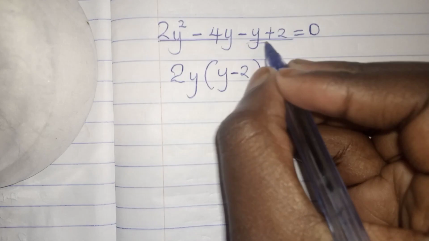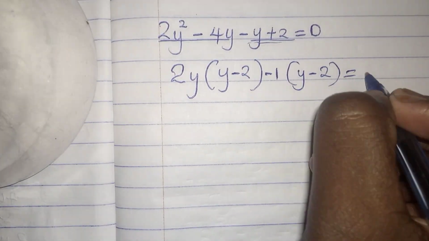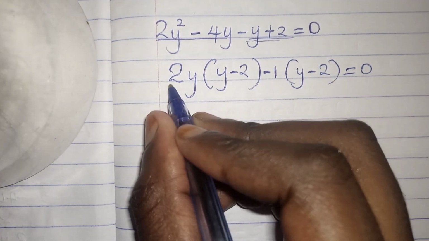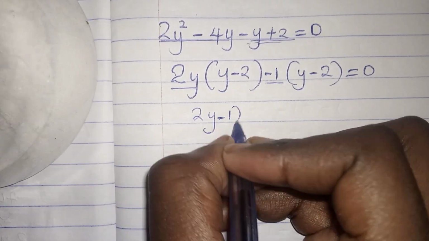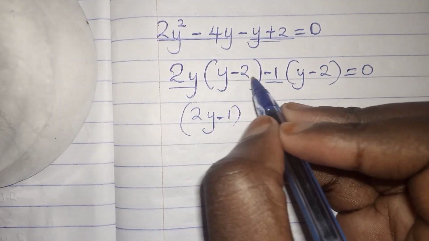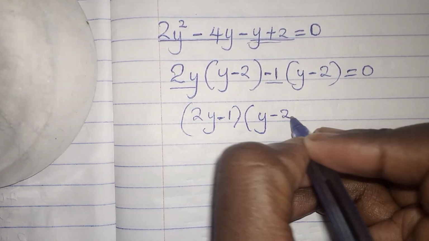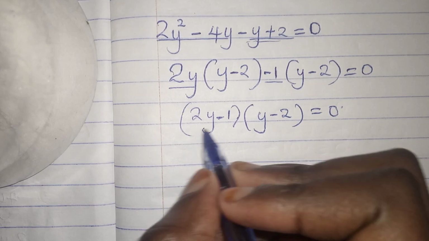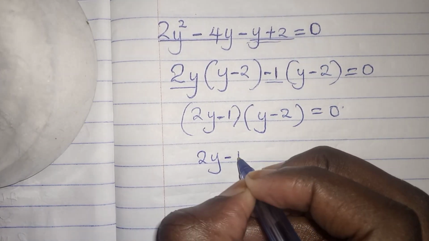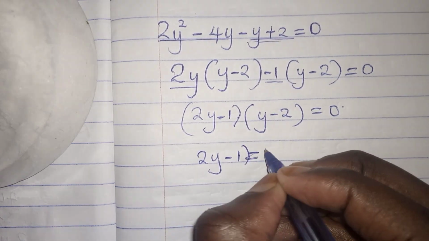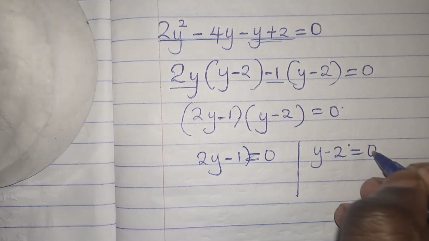And our common factor here is negative 1. So this is y minus 2 is equal to 0. So we'll pick the ones that are outside the brackets. This is 2y minus 1, and y minus 2 is common here, so we shall only pick 1. So y minus 2 is equal to 0. So we'll equate each term with 0. 2y minus 1 is equal to 0. And on this side, y minus 2 is equal to 0.